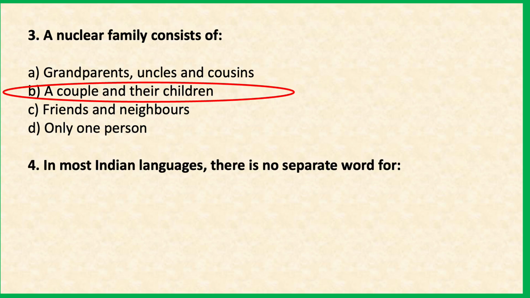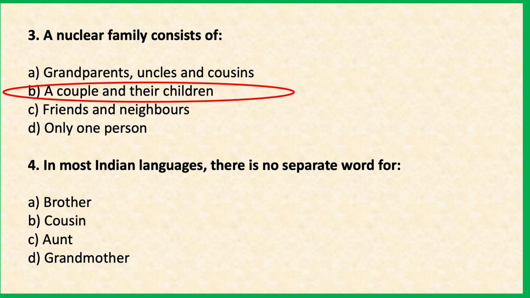In most Indian languages, there is no separate word for. Options are brother, cousin, aunt, grandmother. Which is the correct answer? Cousin. In most Indian languages, you will find that there is no such word cousin. This is because cousins are only brothers and sisters.